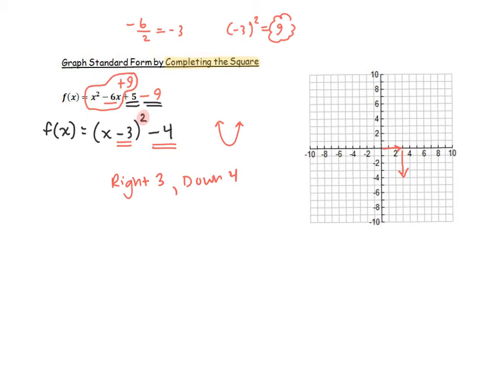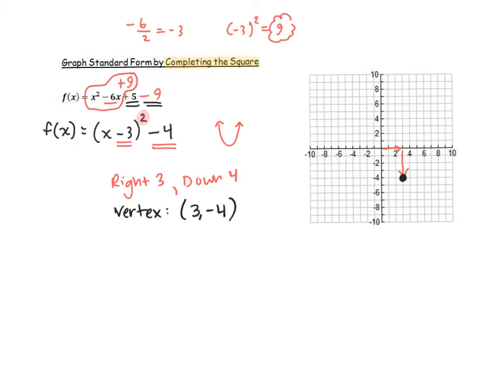So I am going to plot a point right 3, down 4 from the origin, and there is my vertex. I'm going to write underneath here that the vertex, or my key point, is right 3, which is +3, down 4, which is -4. So we already know our graph should look something like this, opening up and a U shape. But to get an accurate graph, we need at least 2 more points, one to the left and one to the right of this vertex, to know what points our graph goes through.